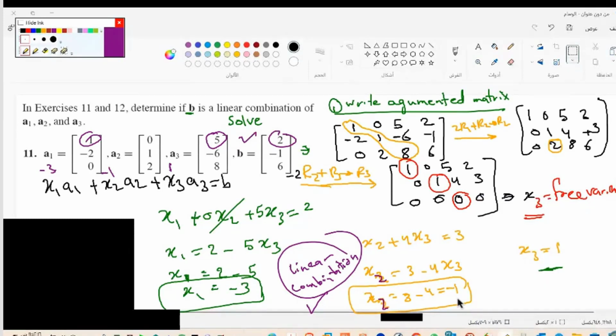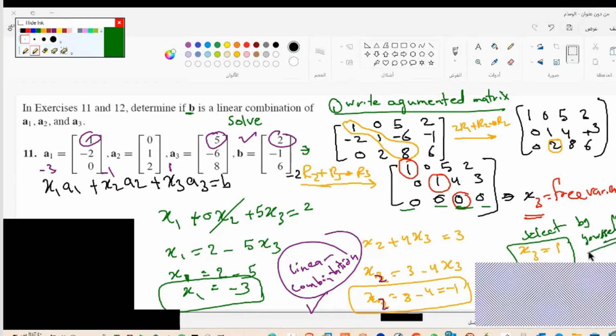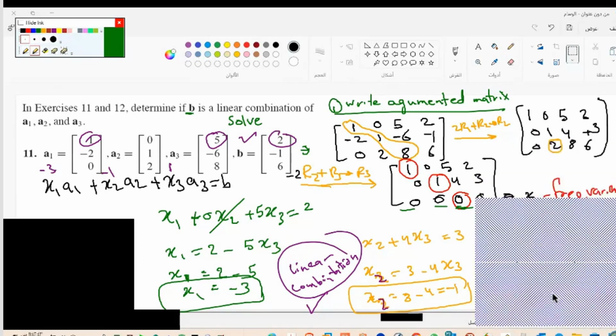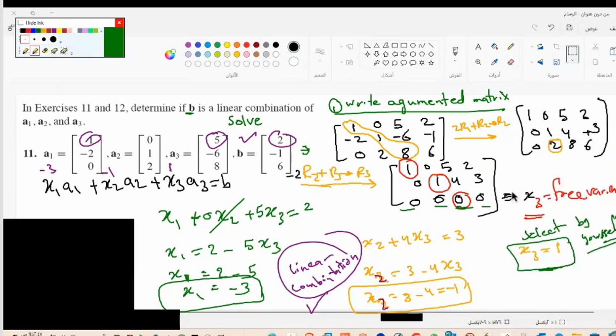So where x3 is a free variable, select any number for it. Jamal, x3 is a free variable. See here, x3. This is 0, 0, 0, 0. That means free variable. So here, select by yourself. It can be 0, but I don't prefer 0. It can be 0, Jamal, but try to avoid it. Okay. Any question for this? Is it clear? Okay.